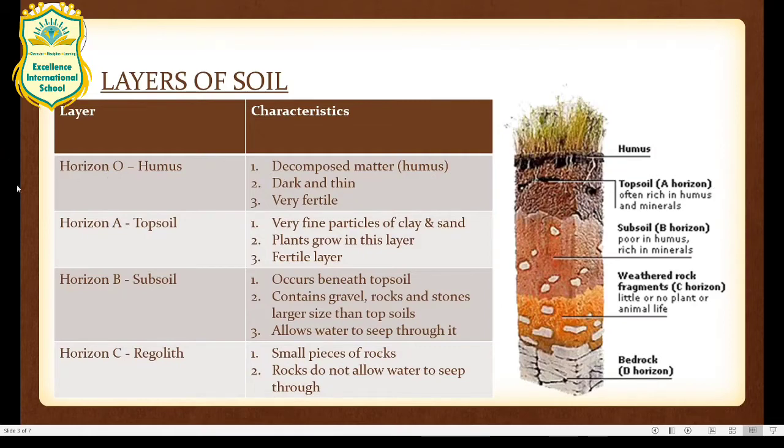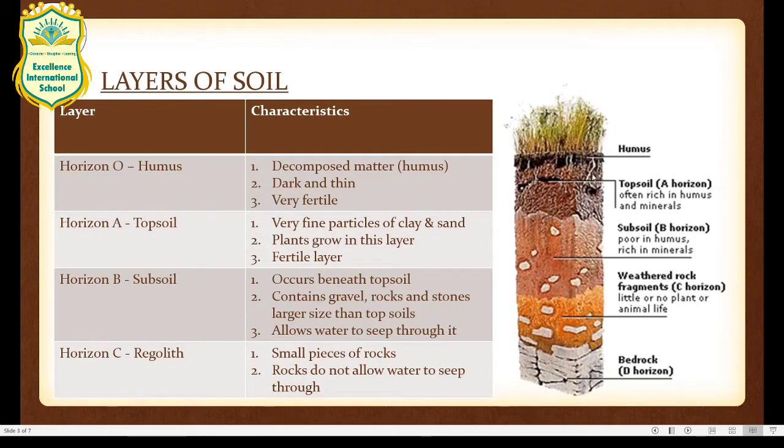So why is this horizon O? I think of it as origin, okay? So this is 0, this is nothing, 0. And then there is A, B, C, D. So first comes horizon O and not horizon A. Keep that in mind. Horizon O is humus. What does humus mean? Humus means decomposed matter such as plants and animal remains.